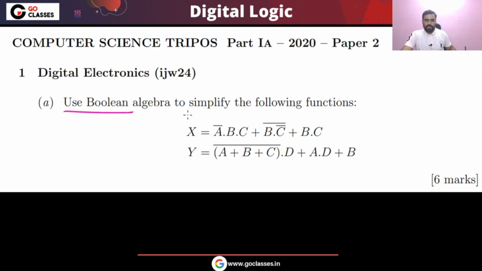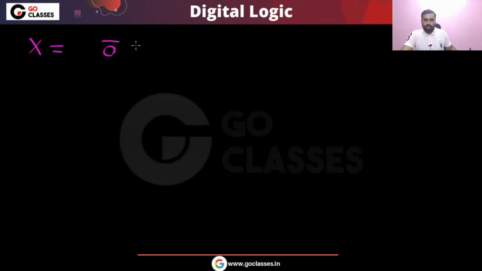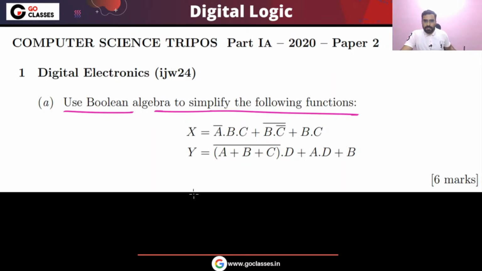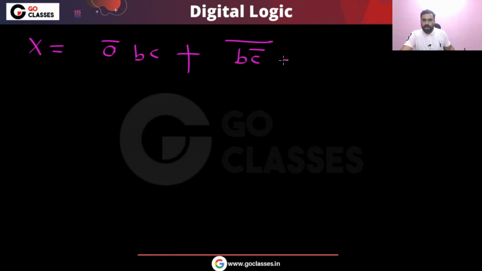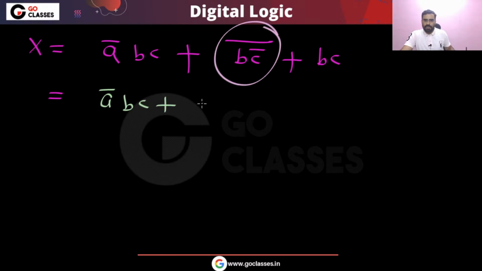This is another question. Using Boolean algebra, simplify this. We need to simplify this question. The first expression x is given to you, and using Boolean algebra we have to minimize it: ((a bar bc plus b c bar) whole bar) plus bc. So here first you can apply De Morgan's law. Just apply De Morgan's law here. So you will get a bar bc plus, what will this become?